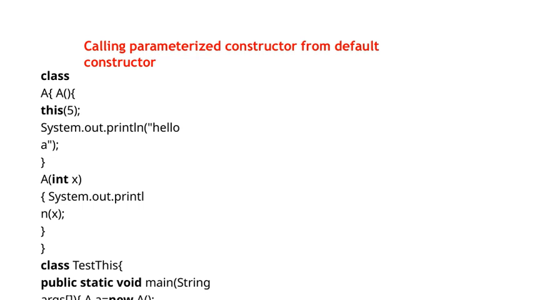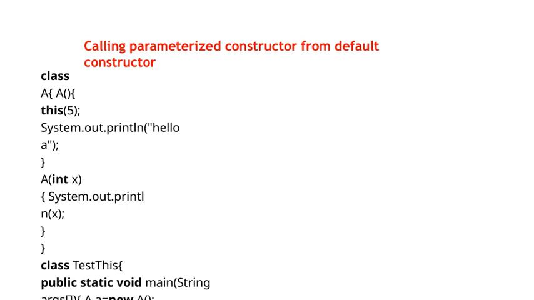The second constructor, A(int x), simply prints the value of x. So, when we create an instance of class A using the default constructor, it first calls the parameterized constructor with 5, which prints 5, and then it proceeds to print hello. This example is a great illustration of how a default constructor can invoke a parameterized constructor using the this keyword. It emphasizes the importance of constructor chaining, which helps in code reuse and maintaining consistency.